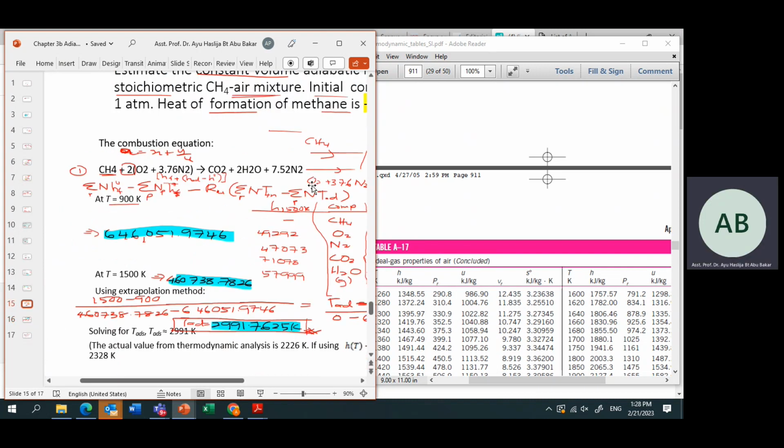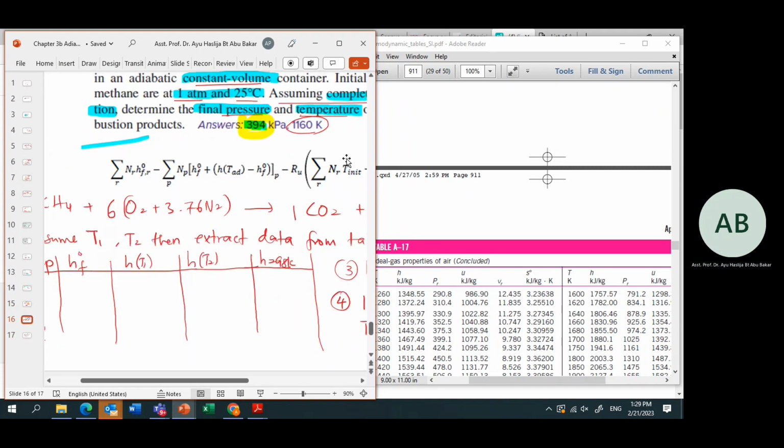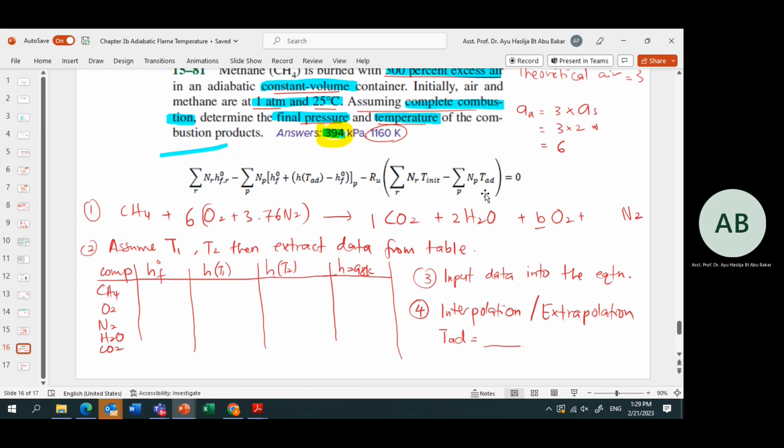Is it using the PV and RT? Okay. PV and RT. How about the volume? Constant volume. Assume. Can try. Okay, try first. Let's see how.